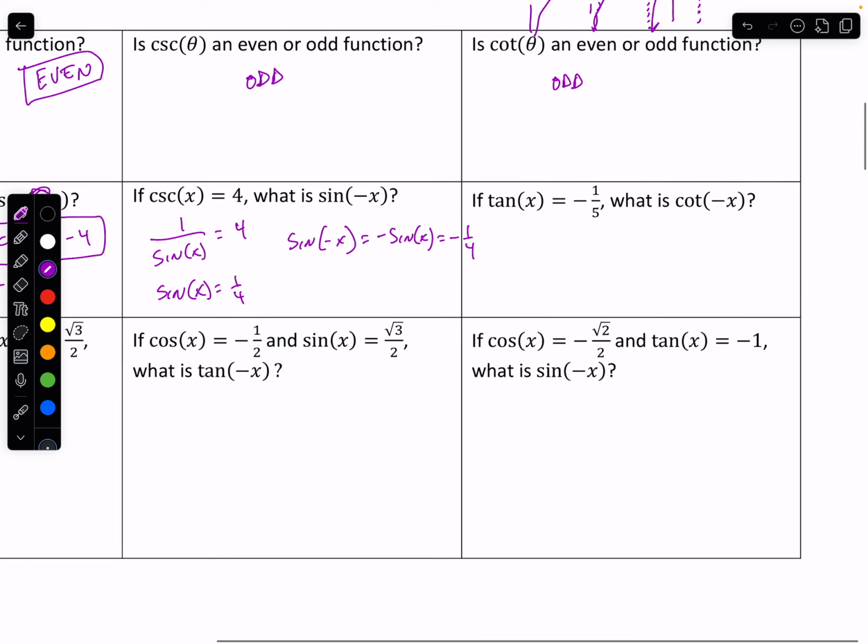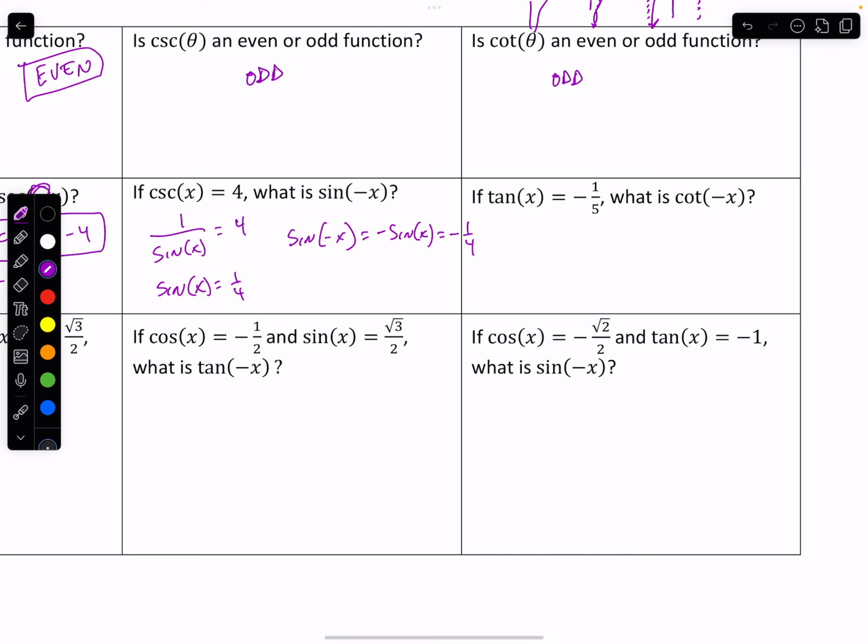All right, if tangent was equal to negative 1/5, what is cotangent of negative x? Well, cotangent of x would be negative 5, because we just take the reciprocal. And then we know that cotangent of negative x is equal to negative cotangent of x. And we know cotangent of x from above is equal to negative 5. So negative of negative 5 is equal to 5.